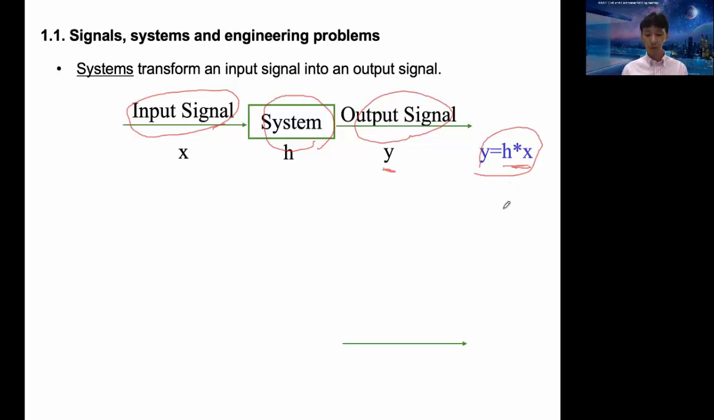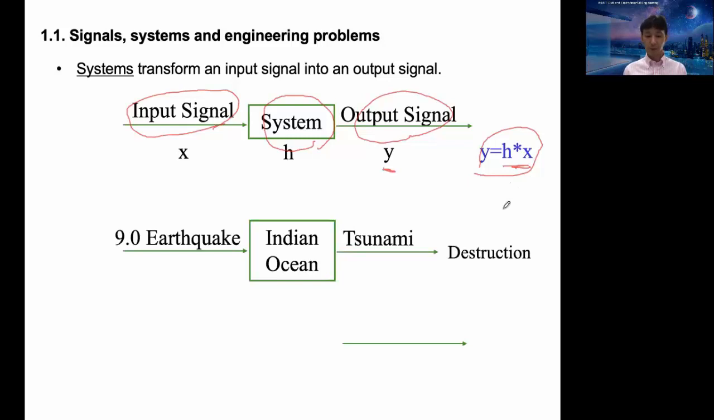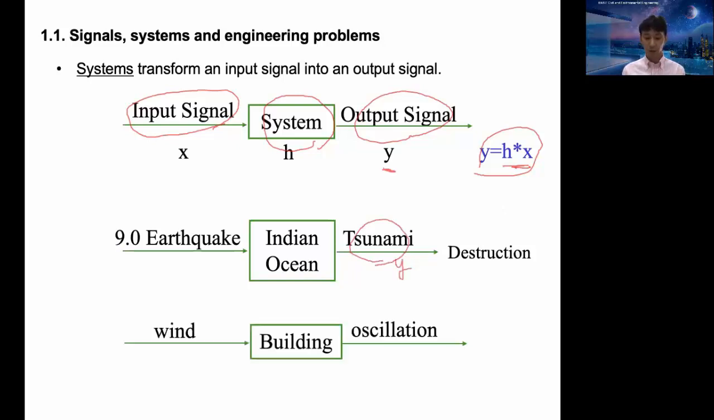An example will be, let's say you have the Indian Ocean, and this is the system, and the earthquake is the input. So you have an earthquake with a magnitude of 9.0, then it meets the ocean, then it generates a tsunami. So this will be the result. Right? What about this system? You have a building as a system, and wind is an input. Then, as a result, you will get the oscillation. That's the output signal, the output response.